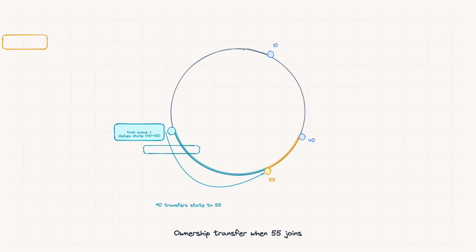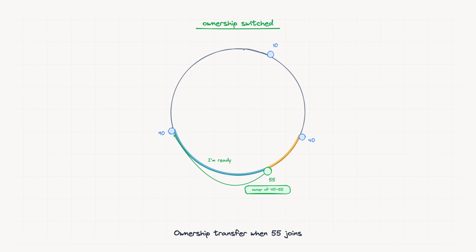90 stays in charge until the handoff is done. Any new tasks that arrive for keys 40 to 55 still go to 90, because 90 is still the acting owner. 90 adds them to its state normally, and they get included in the transfer. Peer 55 doesn't start accepting tasks for its range until the transfer is complete and it has the full state. At that point, 55 tells 90, "I'm ready," and 90 stops accepting work for that range.